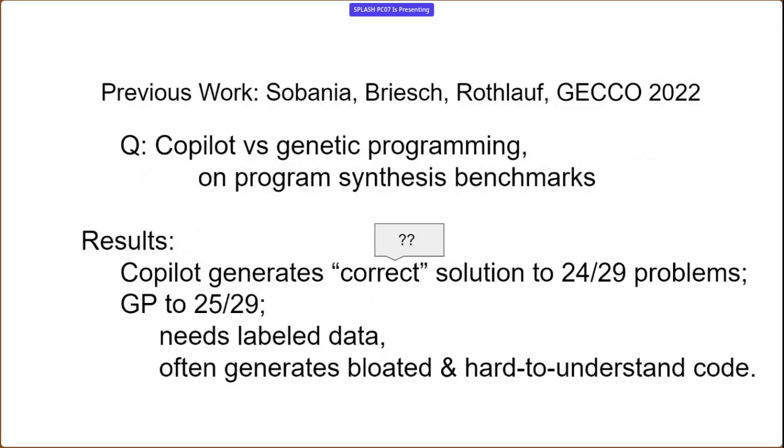They point out that the difference between Copilot and GP is that GP needs labeled data, and it's hard to get this. Some person has to go and look at all the source data and create the training and test data.